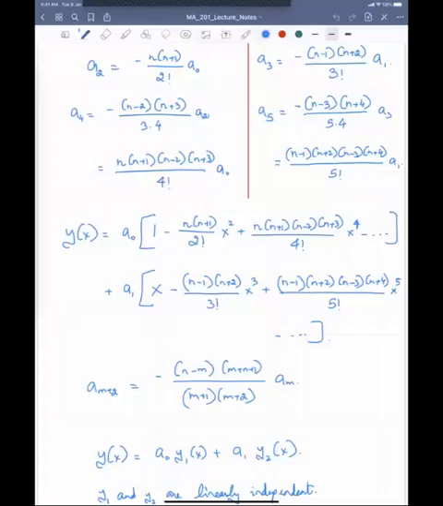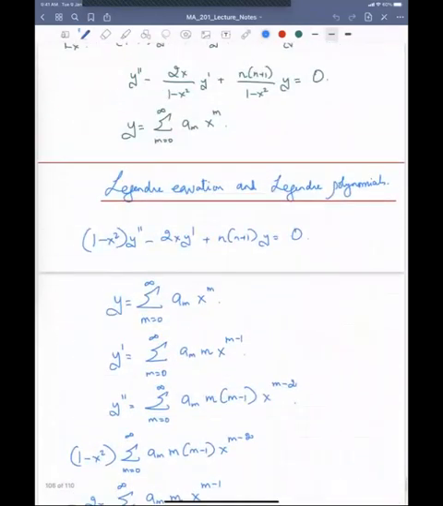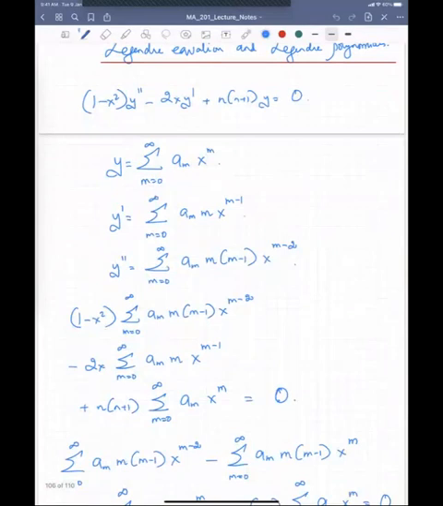Okay, so we're going to continue our discussion of the Legendre equation, but today we're going to concentrate on what are called Legendre polynomials, which are of immense use in many practical applications of this particular differential equation. Okay, so just to briefly recap, we started with what is called the Legendre equation. The equation takes this particular form.